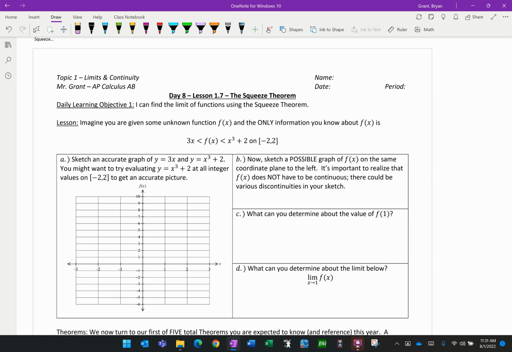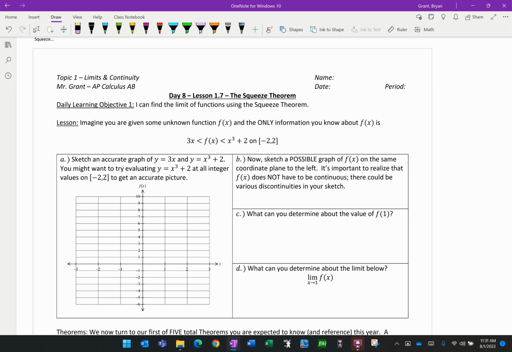Our focus for today is on our first of 5 theorems, not today, but for the entire year. We're going to cover one theorem today and actually 2 total theorems in this unit. So by the end of Topic 1, and we have about 8 units throughout the year, you're already going to know 2/5 of all of your theorems. Today's theorem has the fun name, the squeeze theorem. So let's jump right into it.